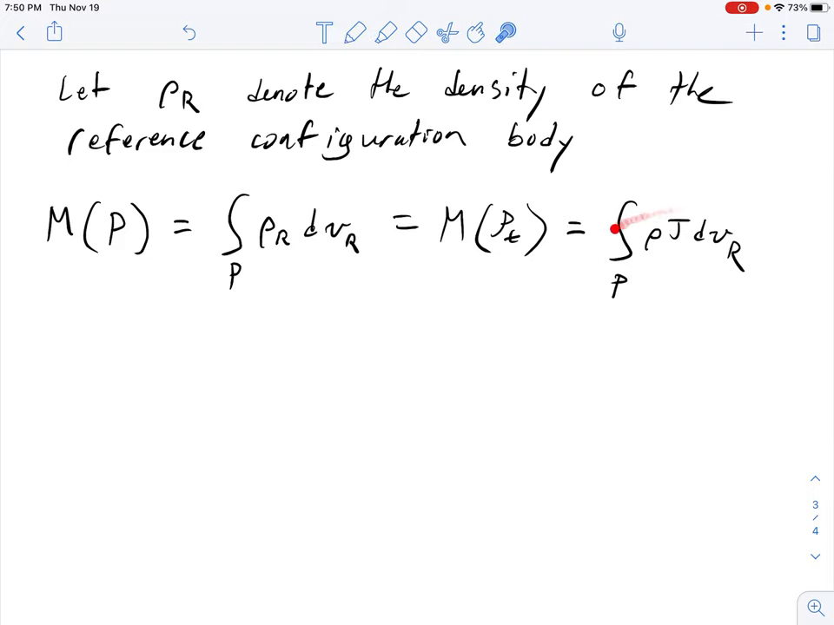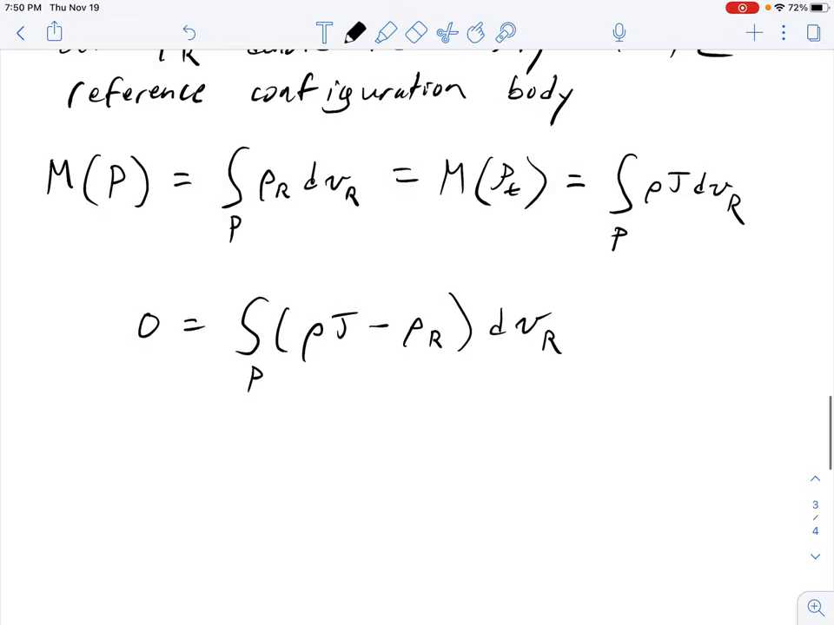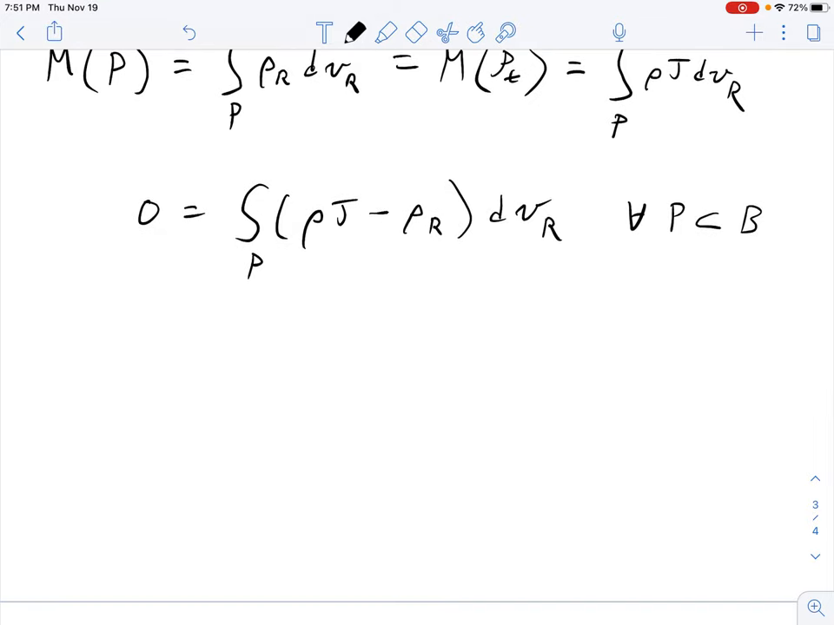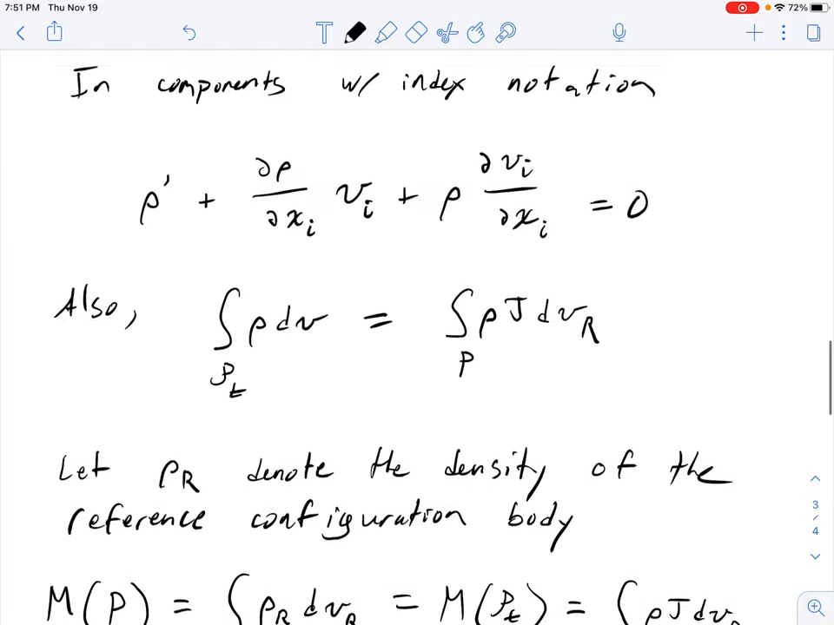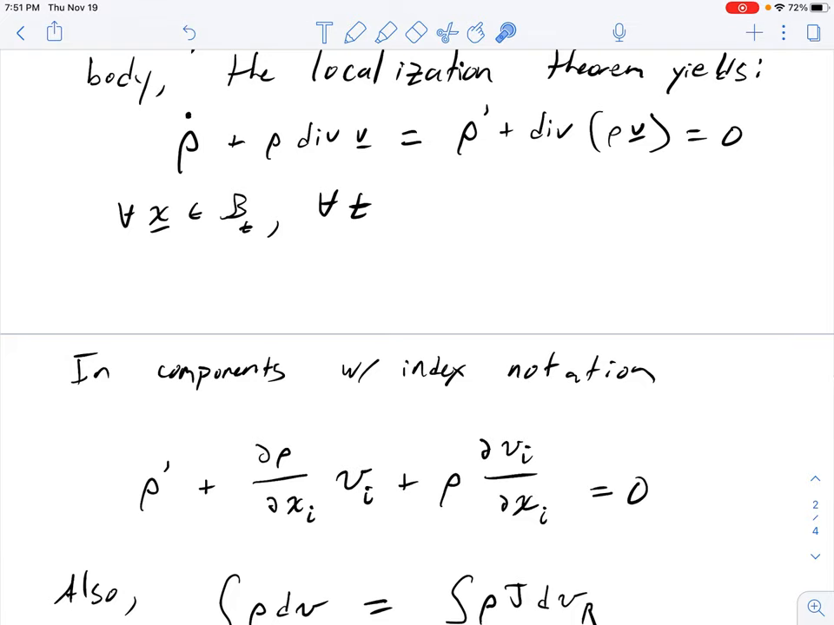All right, so these two are equal. We can subtract one from the other and get 0 is equal to the integral over that reference region of rho j minus rho r dvr. And that is for all P, a subset of the reference body. Well, since that applies for any arbitrary one, we can apply the localization theorem again, and we get an equivalent statement of the balance of mass, which is now purely algebraic, so we don't have a transport relation like this for it, but equivalently.